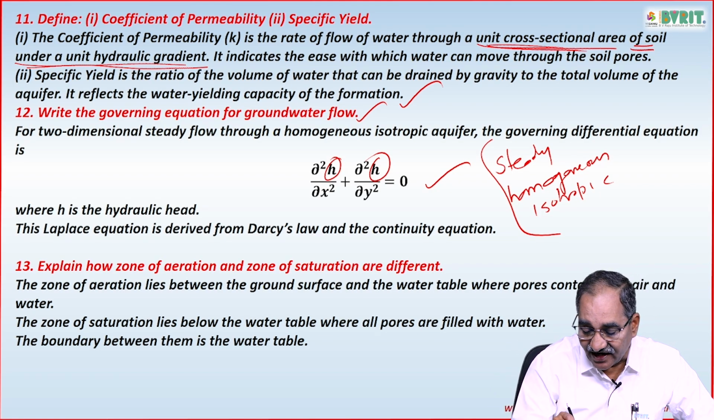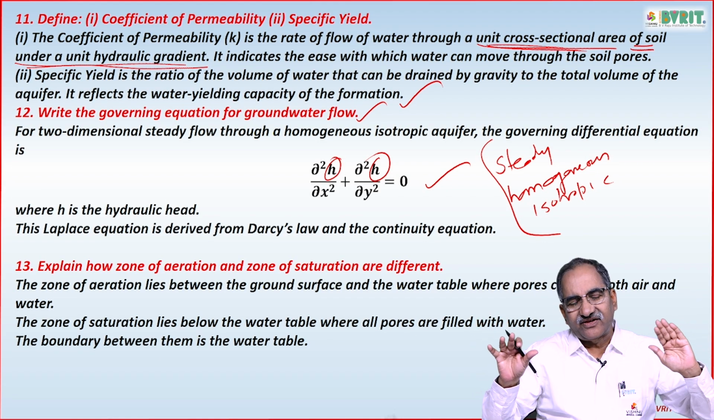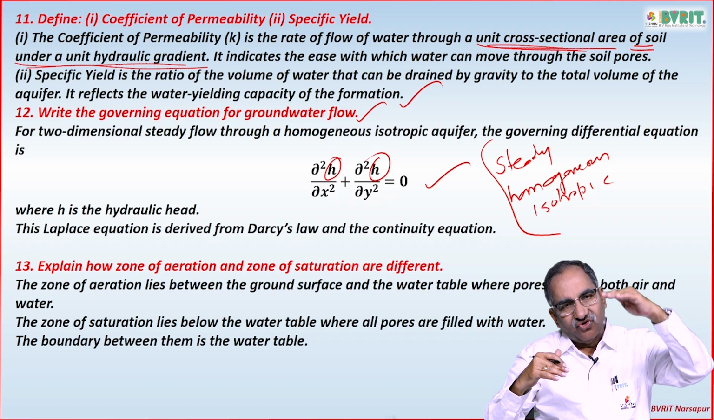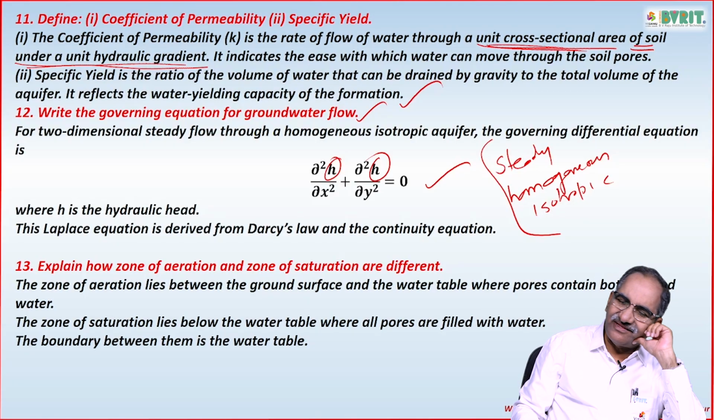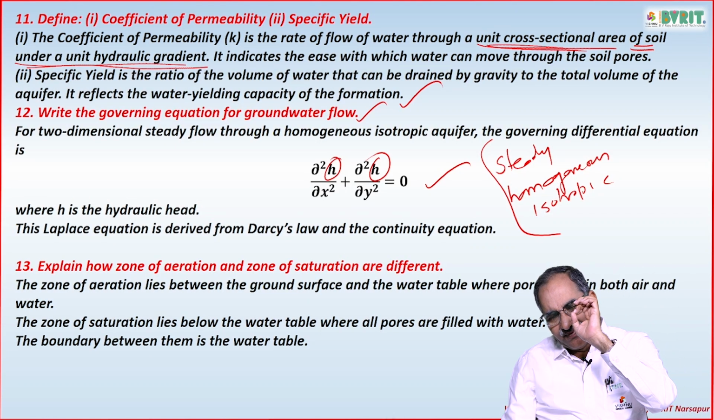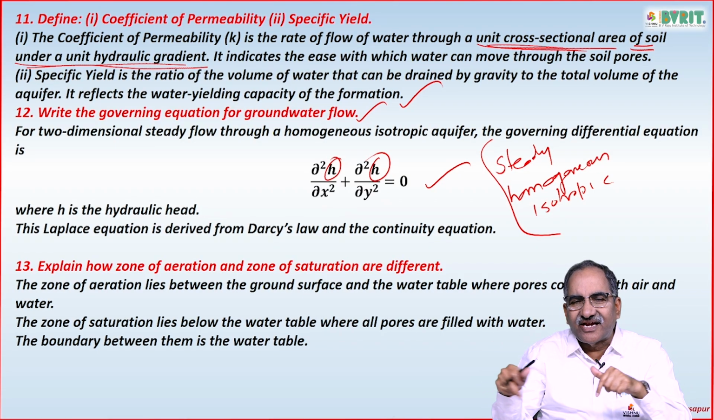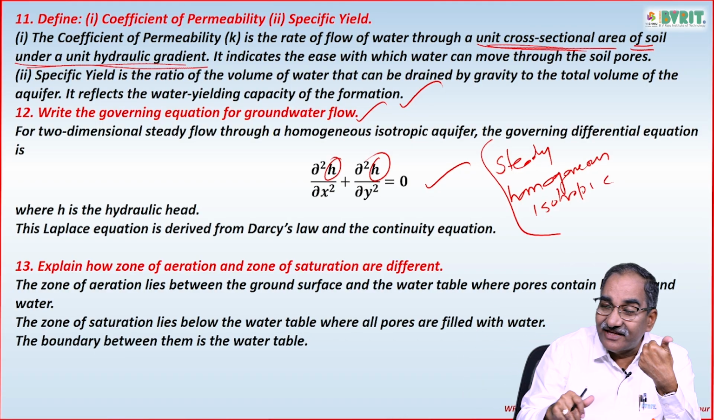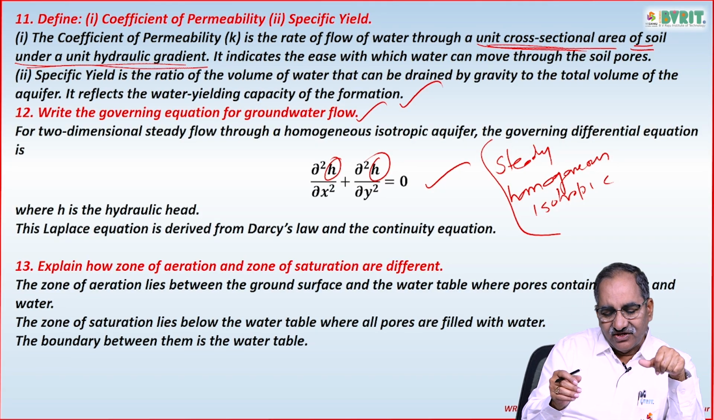Explain how the zone of aeration and the zone of saturation are different. Absolutely, both are different. From the ground surface, normally there will be the zone of aeration, and below that the zone of saturation. What is the fundamental difference? In the zone of saturation, the voids are completely filled with water. The soil is completely saturated. Basically, there is no question of any air in the saturated zone, whereas in the zone of aeration, both water and air coexist.